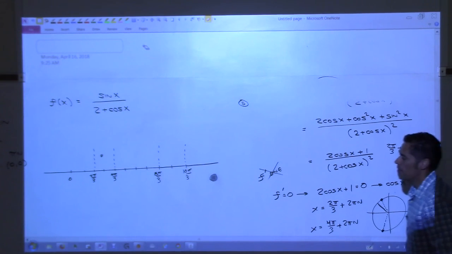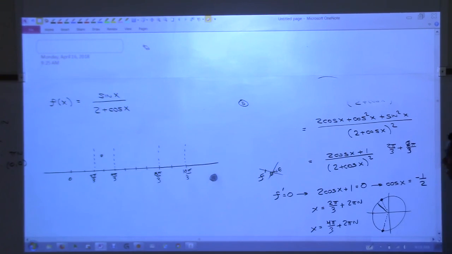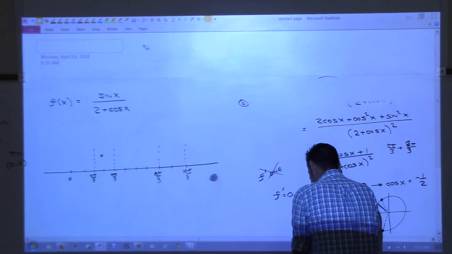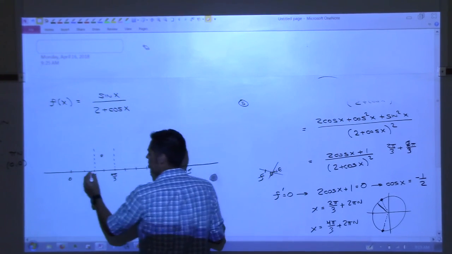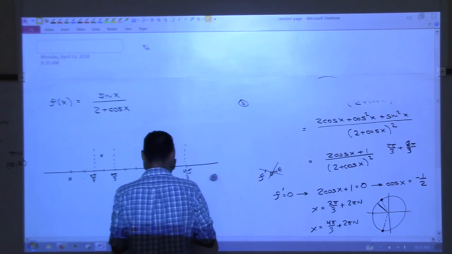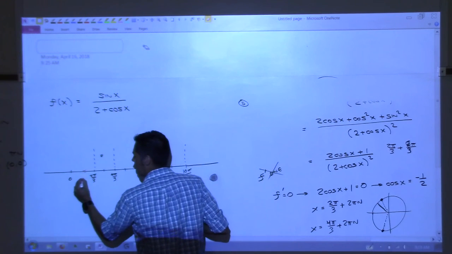Okay. All right. Now what? Test points. So I've got to pick some test points. I think right here would be a good one. That's pi over 3. That's a bad marker. Pi over 3. I could have picked 0.